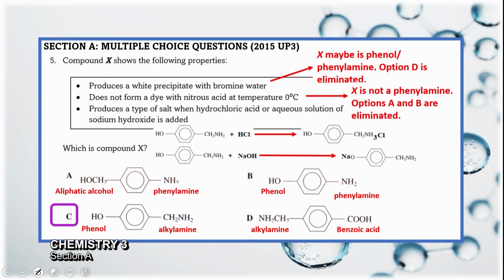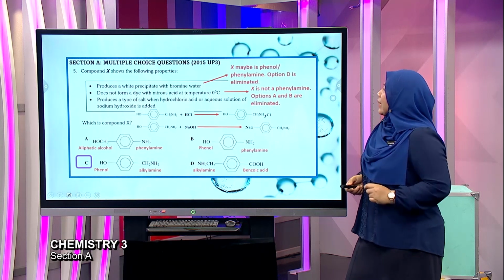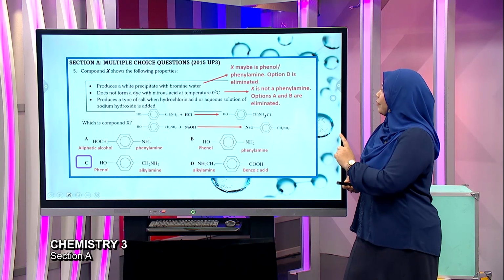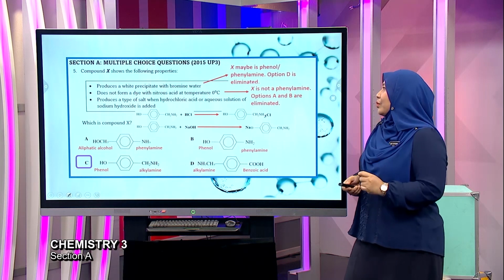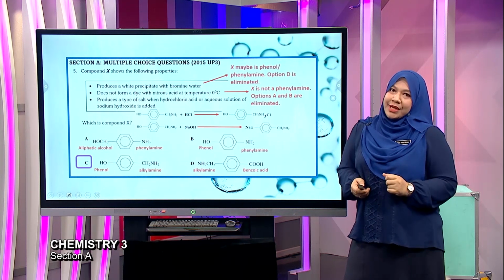So here, from the structures of the compounds given, we can say that X may be phenol or phenylamine. Option D is eliminated. For the second property, X is not a phenylamine. So options A and B are eliminated. So that's why the answer goes to C. And those two are the chemical equations for the reaction of C with hydrochloric acid and sodium hydroxide solution.